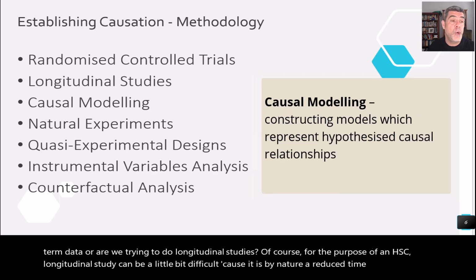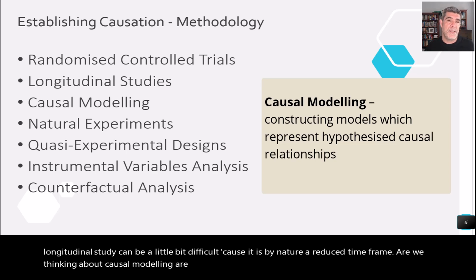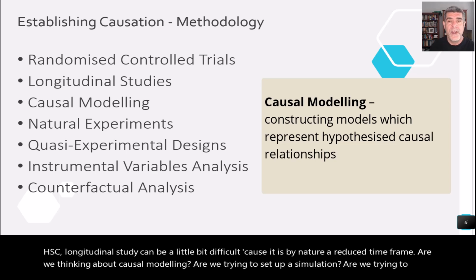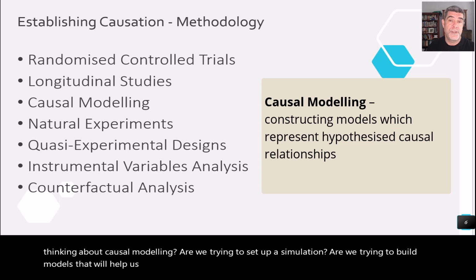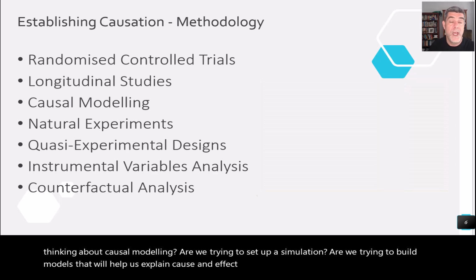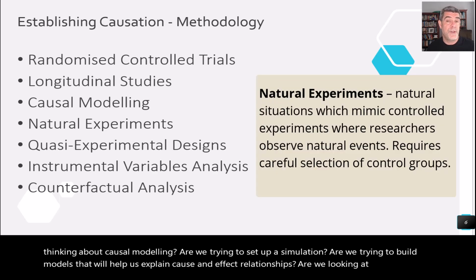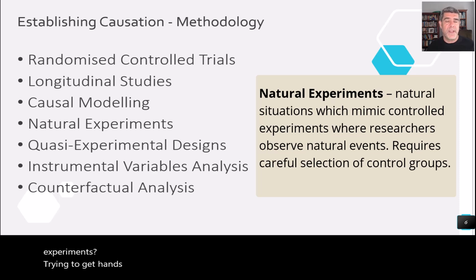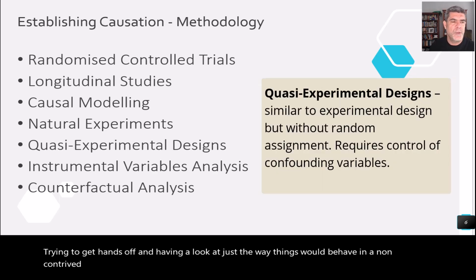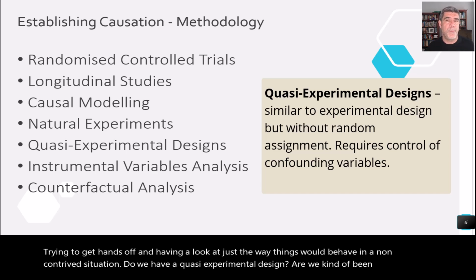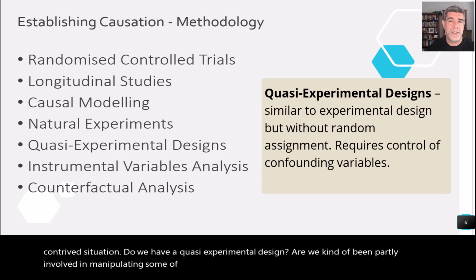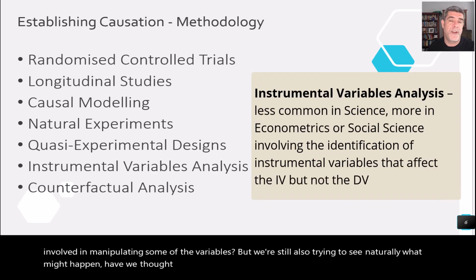Are we thinking about causal modeling? Are we trying to set up a simulation? Are we trying to build models that'll help us explain cause and effect relationships? Are we looking at natural experiments? Are we trying to get hands off and have a look at just the way things would behave in a non-contrived situation? Do we have a quasi-experimental design? Have we been partly involved in manipulating some of the variables, but we're still also trying to see naturally what might happen? Have we thought about instrumental variables analysis?